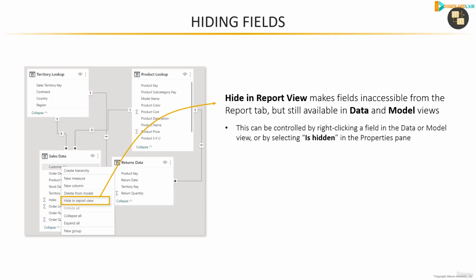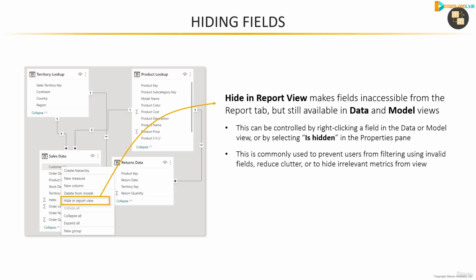So you can do this in a few different ways. You can right-click a field in either the data or the model view, or select the Is Hidden property. But no matter how you do it, again, it's commonly used to prevent users from filtering using invalid fields. It also helps to reduce clutter or hide irrelevant metrics from view.